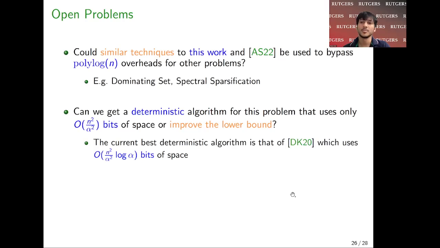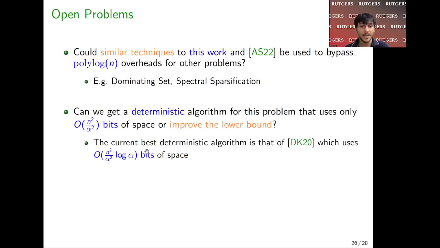So now let's go to some open problems. Could similar techniques to the work in Asadi-Shah 22 be used to bypass these polylog n overheads for some problems? And some problems we have in mind are like dominating set or spectral sparsification. And also another problem which is closely related to this one is how well do deterministic algorithms do, right? So you either use n square over alpha square bits of space and solve the problem, or you improve the lower bound. So which one of these cases is true for deterministic algorithms?